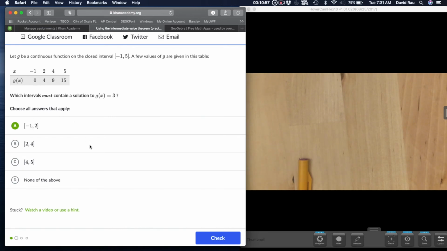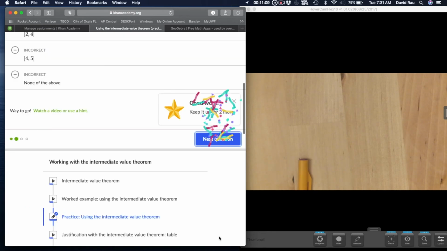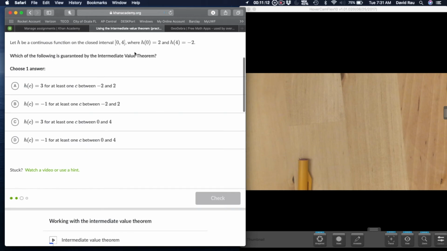Would -1 to 4 be a true interval? And the answer would be yes, because from -1 to 4, you'd go from 0 to 9, which would include 3. Now, again, that wasn't an option, but I'm just trying to make the point. It can be a wacky concept, so we'll go through it again.